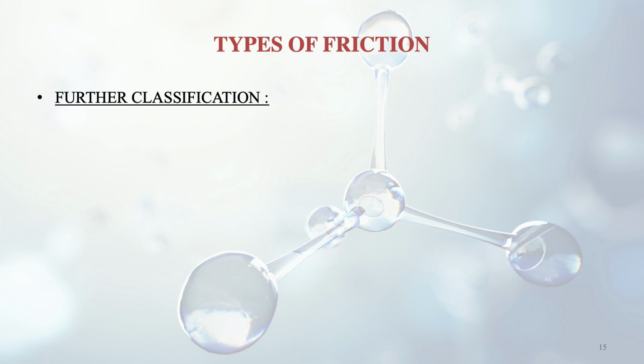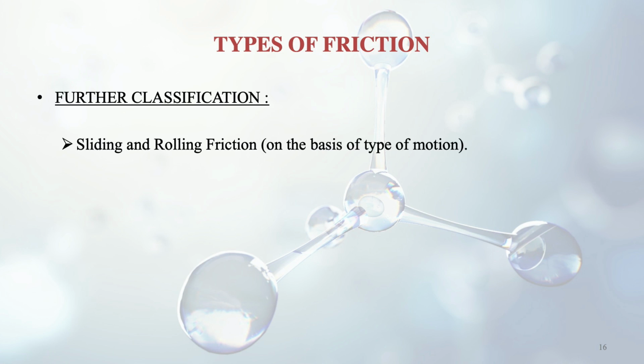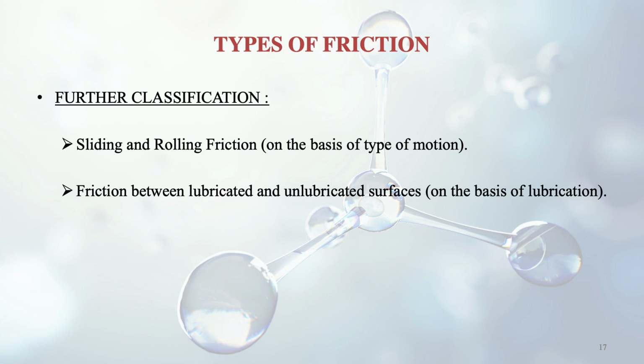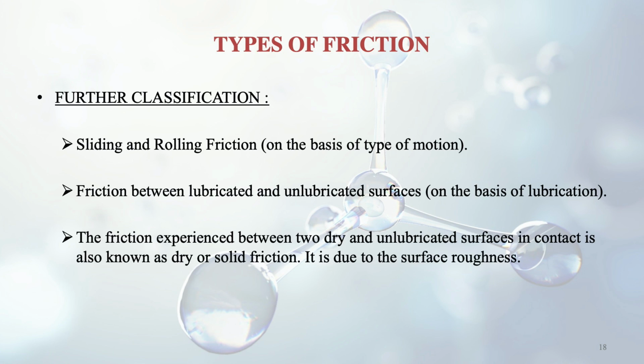There are further classifications like sliding and rolling friction, on the basis of the type of motion. If there is sliding motion, it's called sliding friction. If there is rolling, suppose a sphere or a ball rolling on the surface, then it's rolling friction. Friction between lubricated and unlubricated surfaces is one more classification, on the basis of lubrication. Friction experienced between two dry and unlubricated surfaces in contact is known as dry or solid friction. Since there is no lubrication, it is due to surface roughness.